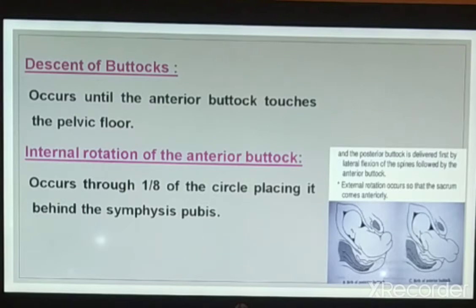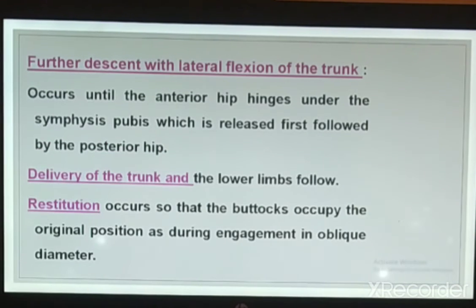Internal rotation of the anterior buttocks occurs through 1/8 of the circle, placing it behind the symphysis pubis. Further descent with lateral flexion of the trunk occurs until the anterior hip hangs under the symphysis pubis, which is released first, followed by the posterior hip. Delivery of trunk and lower limbs follows. Restitution will occur so that the buttocks occupy the original position.